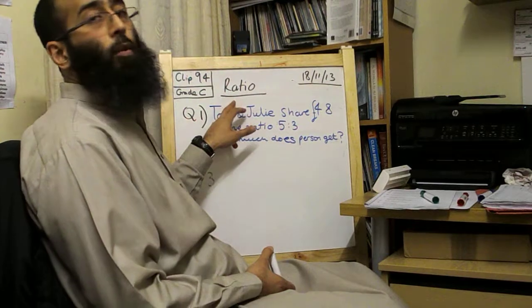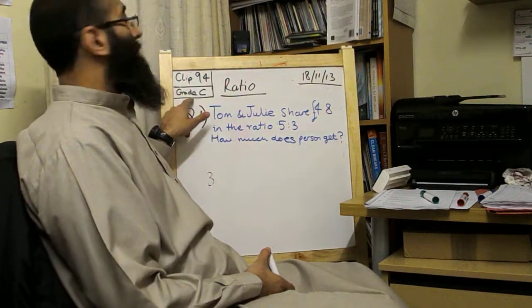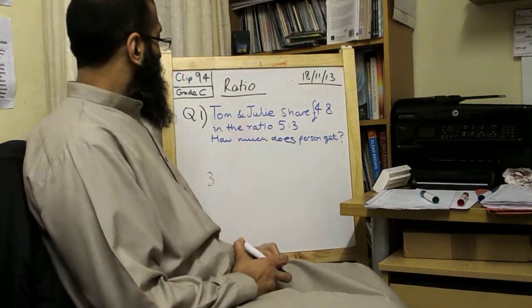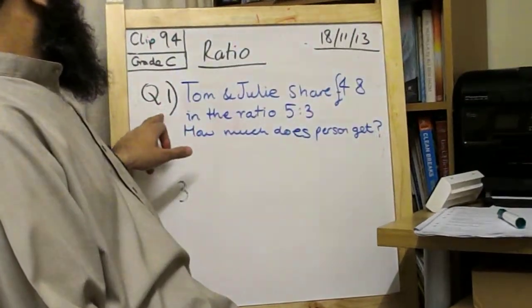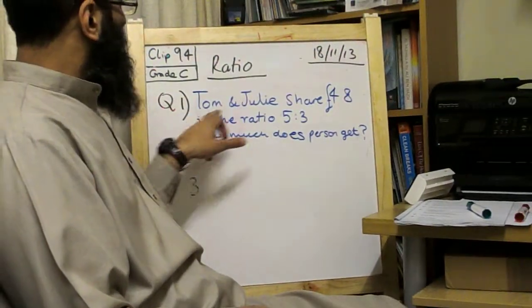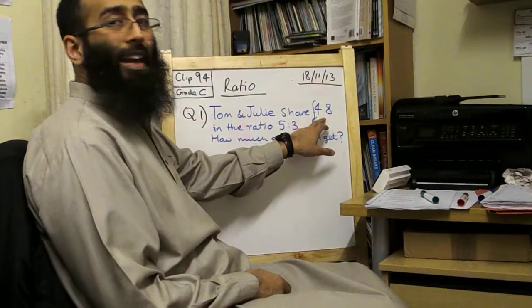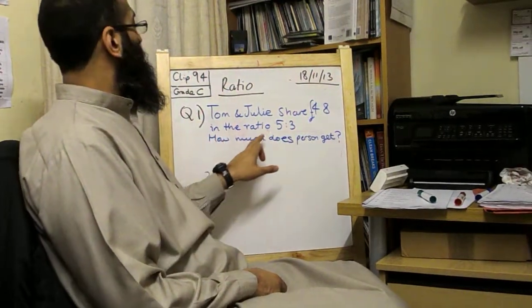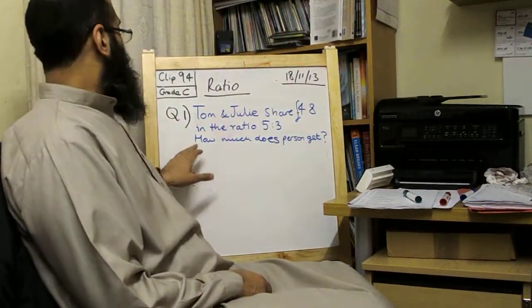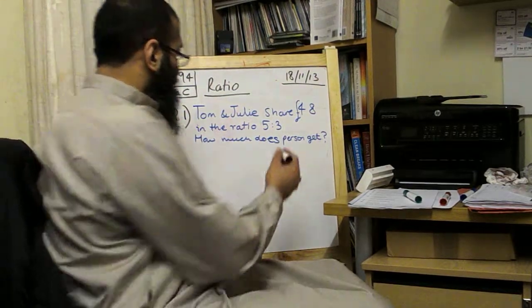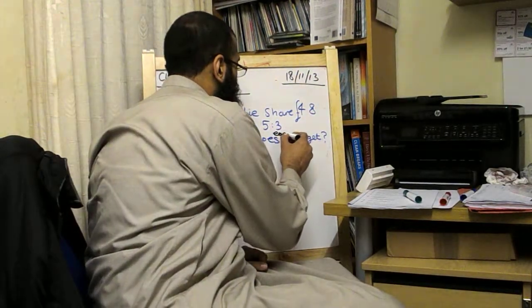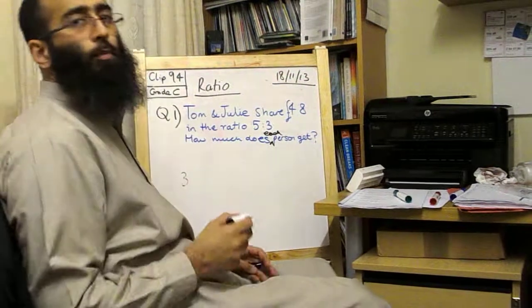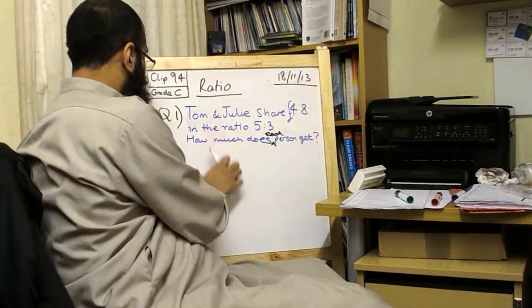We're looking at a ratio question now. Clip 94, grade C, Maths Watch CD. Here's my student. So we're looking at this question. Question number 1. Tom and Julie share £48 in the ratio 5 to 3. How much does each person get? That's the question. Now, let's have a look at the technique.